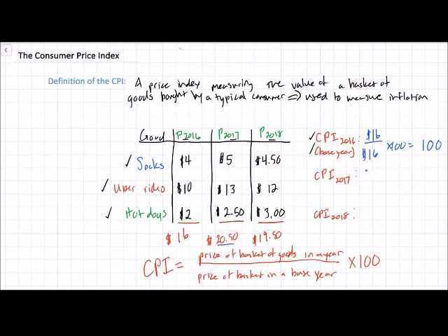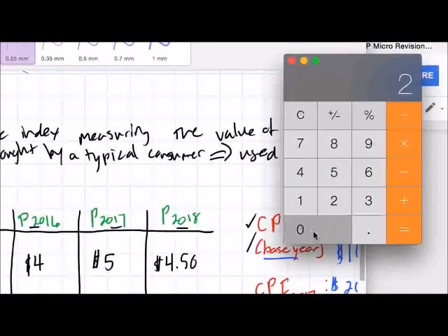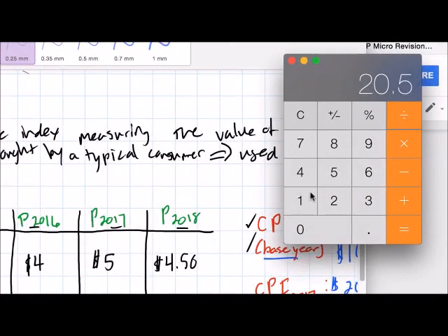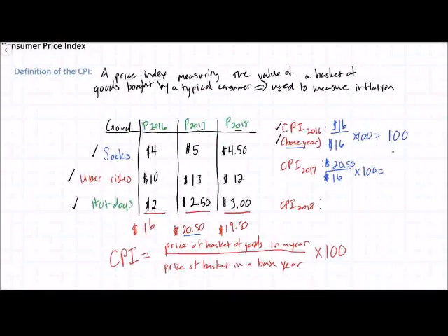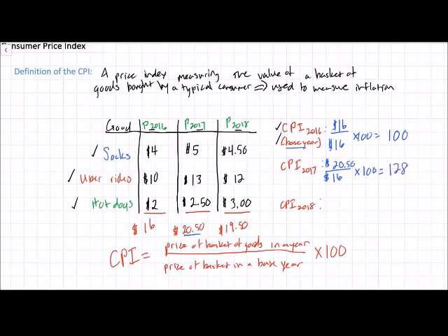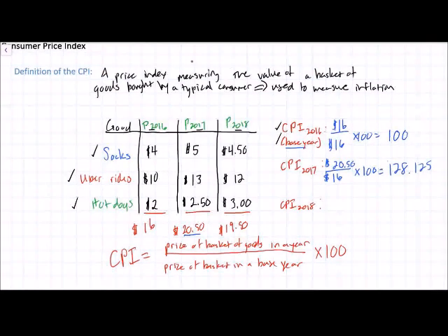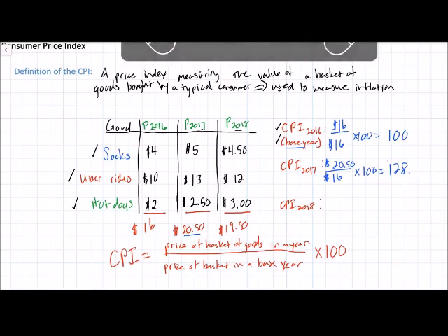We can calculate the CPI by dividing the price for the basket of goods in 2017 by the price of the basket of goods in our base year of $16 and multiplying that result by 100. Let's do that calculation now. Okay, we've got $20.50 divided by $16 gives us 1.28. Multiply that by 100 and we get 128.125. So the CPI for 2017 is 128.125. We're just going to round that to 128 for the sake of simplicity.